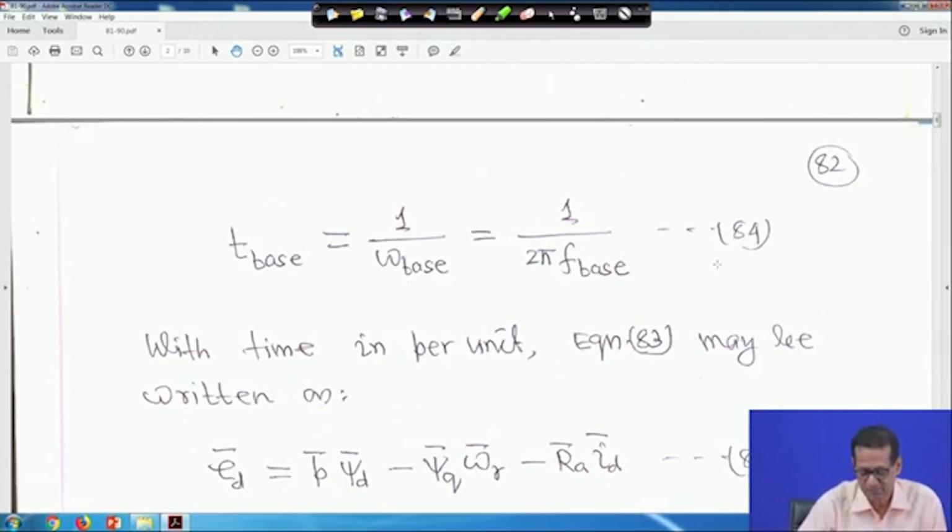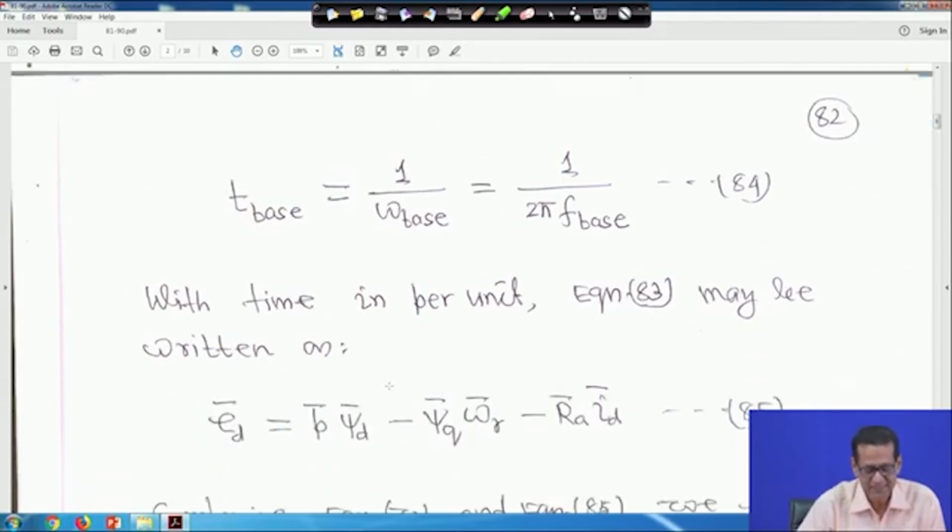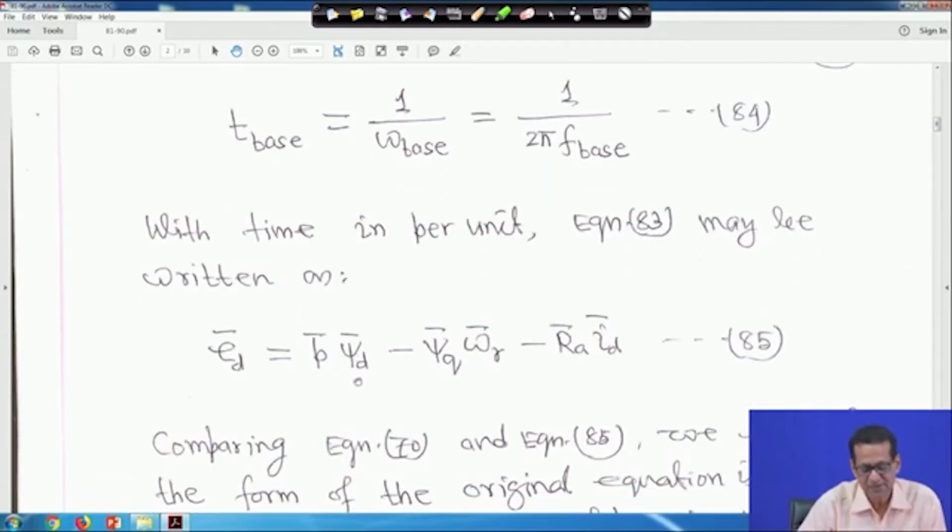This is equation 84. With the time in per unit, equation 83 may be written as Ed bar is equal to P bar psi d bar minus psi q bar omega r minus RA bar Id bar. Even time, P, which is d/dt, is also converted to per unit. How, I will show you in the next lecture.